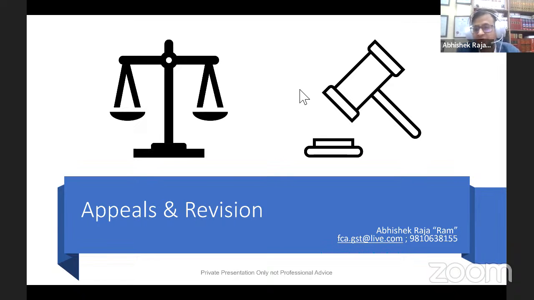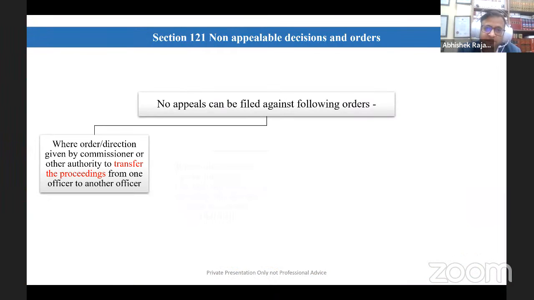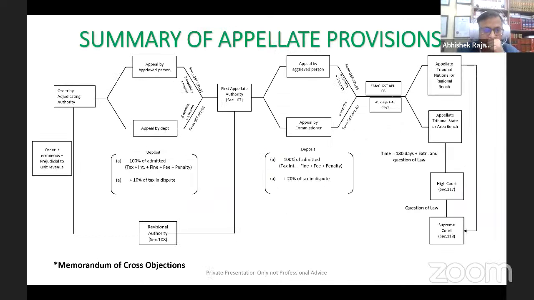See, the appeal is Section 107. That is the only thing we have to remember. Any person aggrieved with the order of the adjudicating authority, so you could be aggrieved, the department could also be aggrieved, you have to file an appeal.